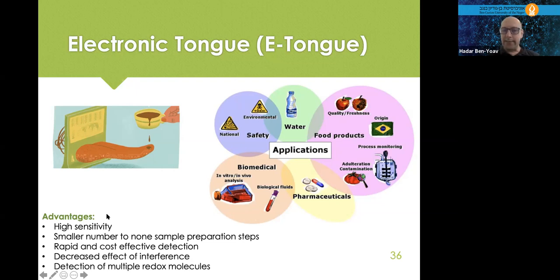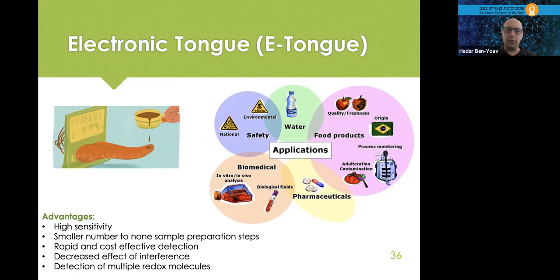Electronic tongue is very, very sensitive. In most cases, you need a very small number of sample preparation steps, or even none. You don't need to do any separations or filtering. It gives a very rapid and cost-effective detection.